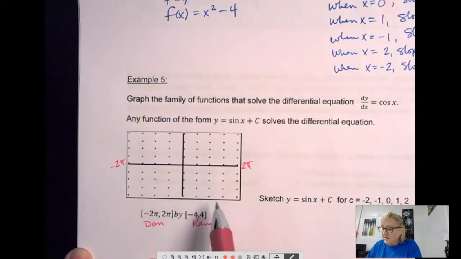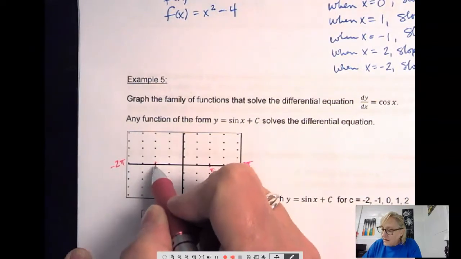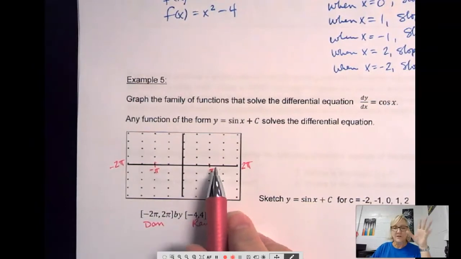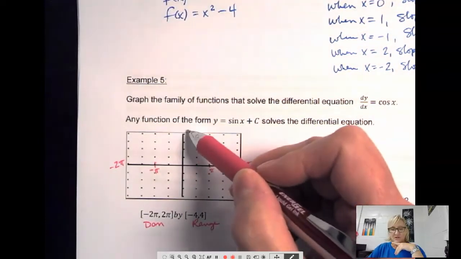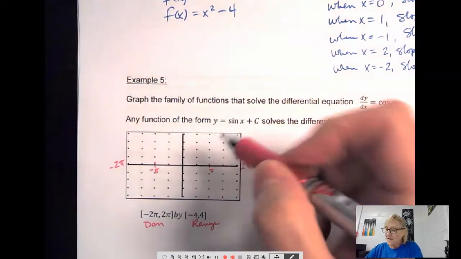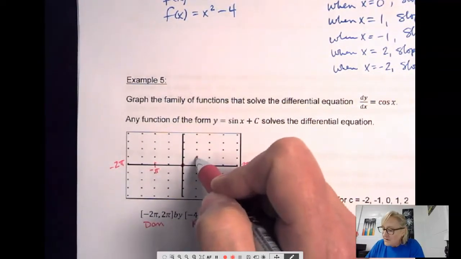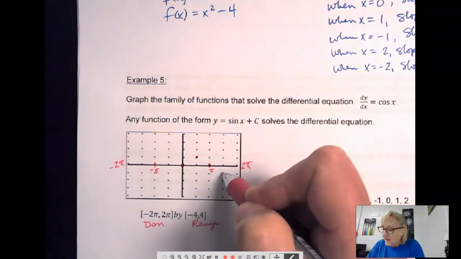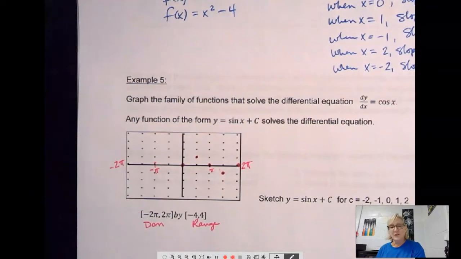That means that that is pi, and that is negative pi, and that's pi over 2, and then 3 pi over 2, etc. And then the y-axis is going from negative 4 to positive 4. So each of these represents just one. Okay, so the sine function crosses the origin, hits a max of 1 at pi over 2, comes back down at pi, hits a min at 3 pi over 2, and goes back to 0 at 2 pi.